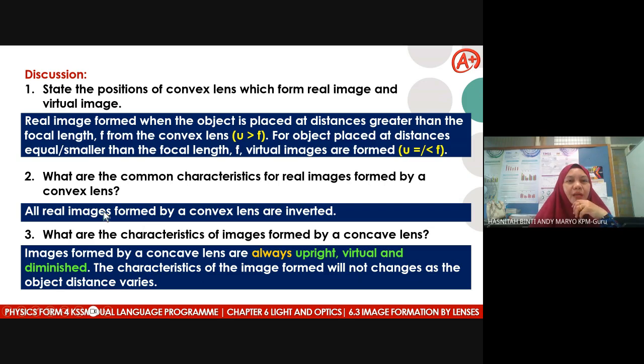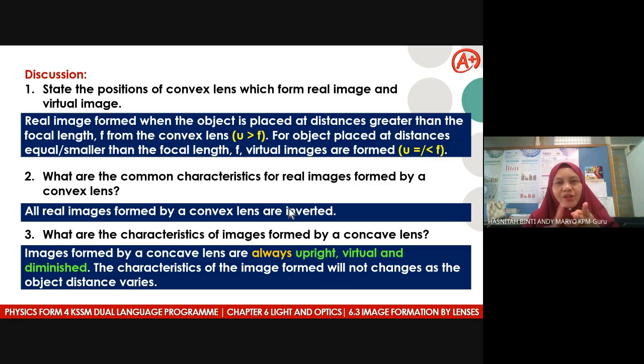For concave, okay, second question, what are the common characteristics of a real image? As I mentioned just now, all real images formed by a convex lens are inverted. Okay, students, so the pair is real with inverted, and virtual with upright. So if you write the conclusion, we can form a word, VURI, V-U-R-I: virtual, upright, real, inverted. Okay, the pair. Virtual pairs with upright, real image pairs with inverted.